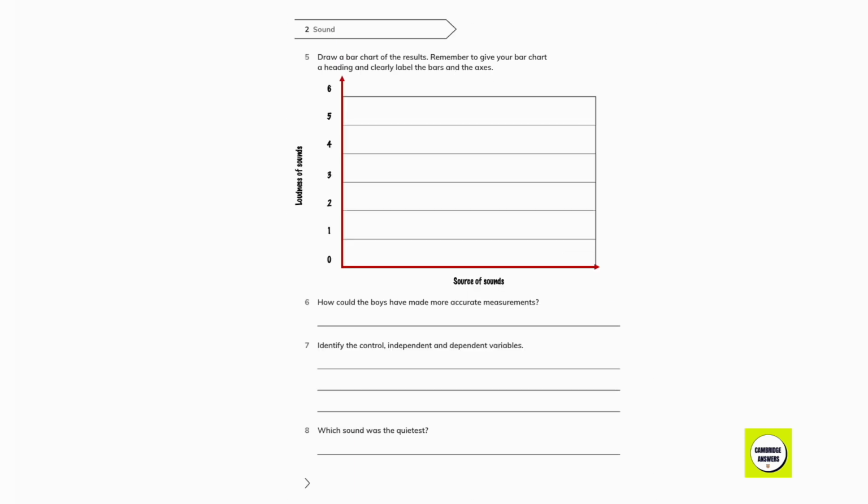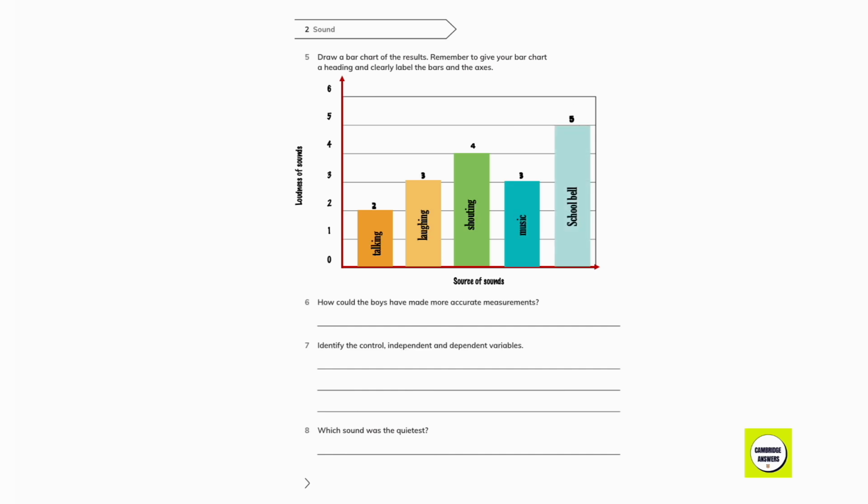Draw a bar chart of the results. Remember to give your bar chart a heading and clearly label the bars and the axis. Talking, laughing, shouting, music, school bell. How could the boys have made more accurate measurements? They could have used a sound level meter.